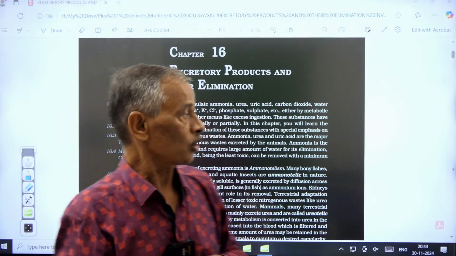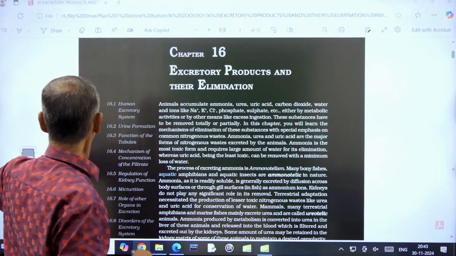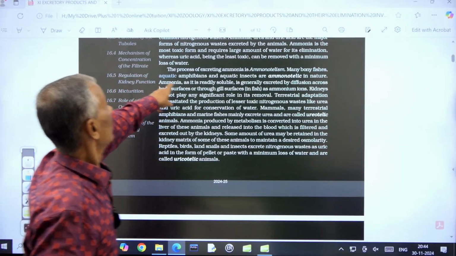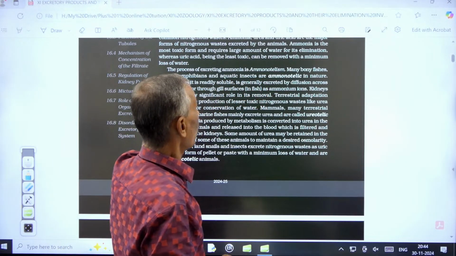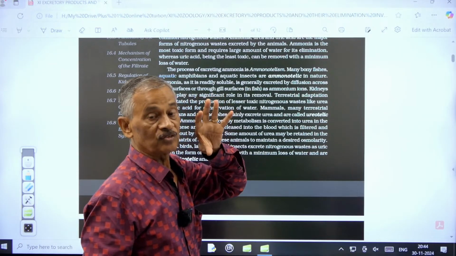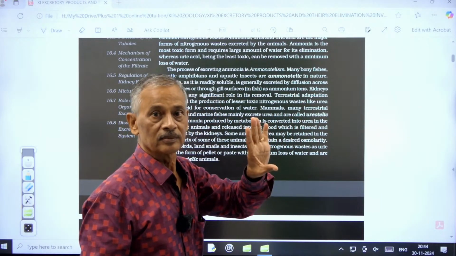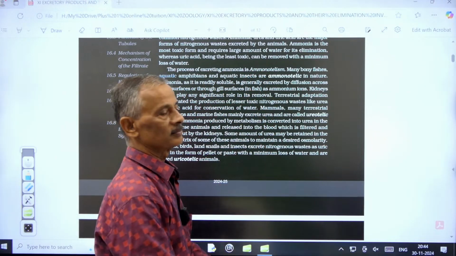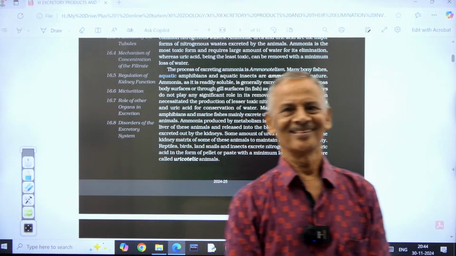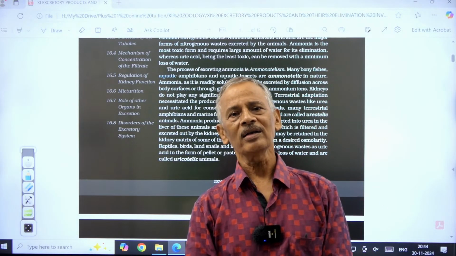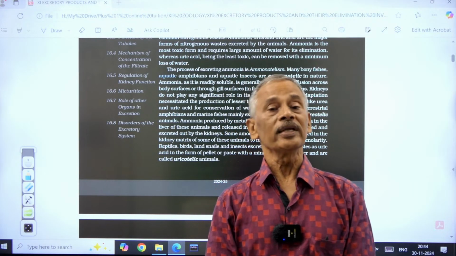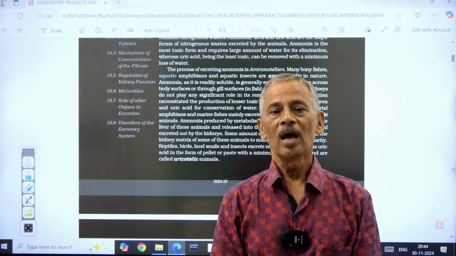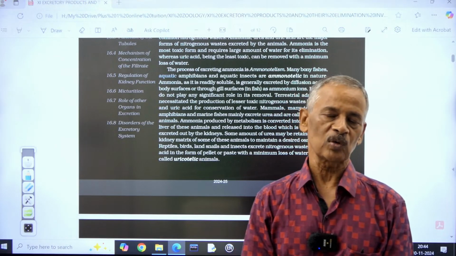So, who are all ammonotelic? You are having aquatic invertebrates, fishes, bony fishes. They are all sending out this ammonia through their gills. Okay. Aquatic amphibians, aquatic insects. All of them are aquatic because only aquatic animals are capable of affording that much loss of water from the body. They can alone afford that much water loss from the body.